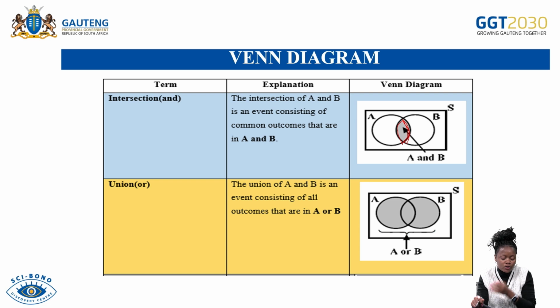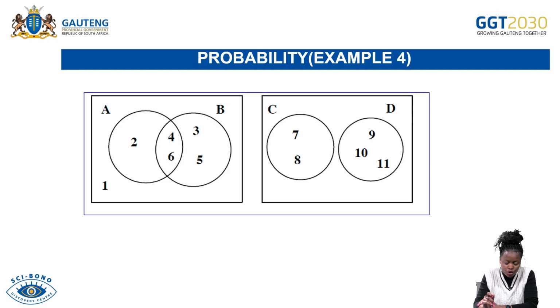And then when we move into the union, the union of A and B is an event consisting of all outcomes that are in A or in B. So we are excluding the ones that are outside. We are talking about only the events that are in A or events that are in B, right? That is the union.